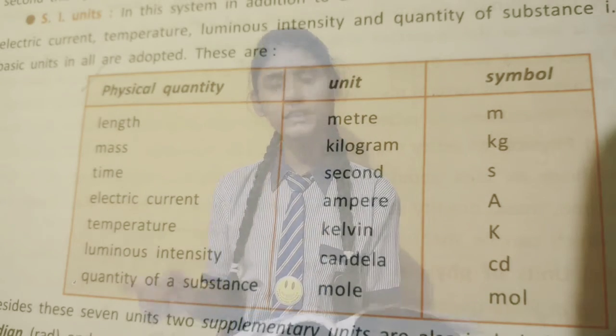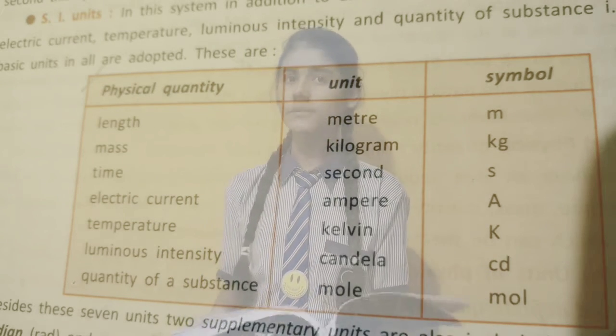Now we use units to measure in different systems, as I had already told you. The first system is CGS and the second is SI. Now I am going to tell you the units of the SI system. For example, if the physical quantity is length, then the SI unit is the meter, and the symbol of meter is m. If the physical quantity is mass, then the SI unit is the kilogram, and if the physical quantity is luminous intensity, then the SI unit is the candela.